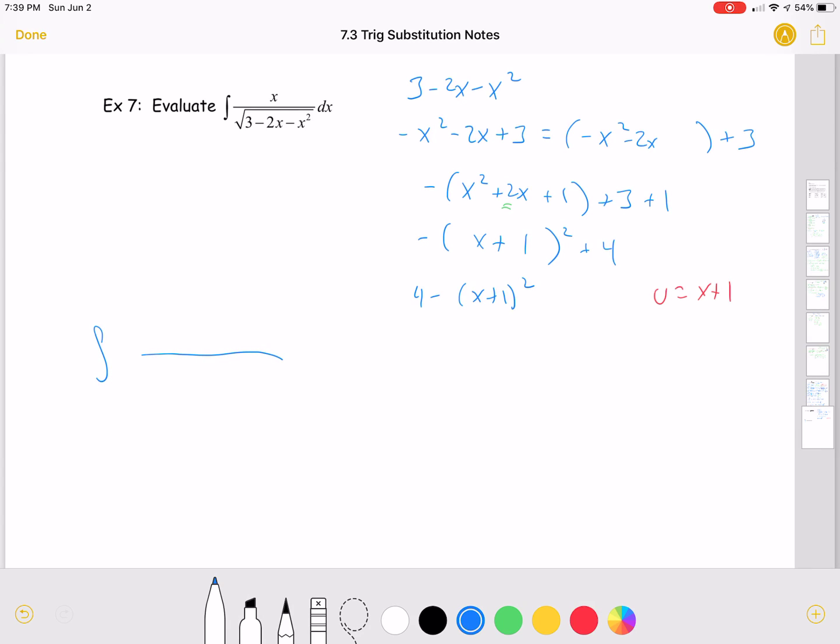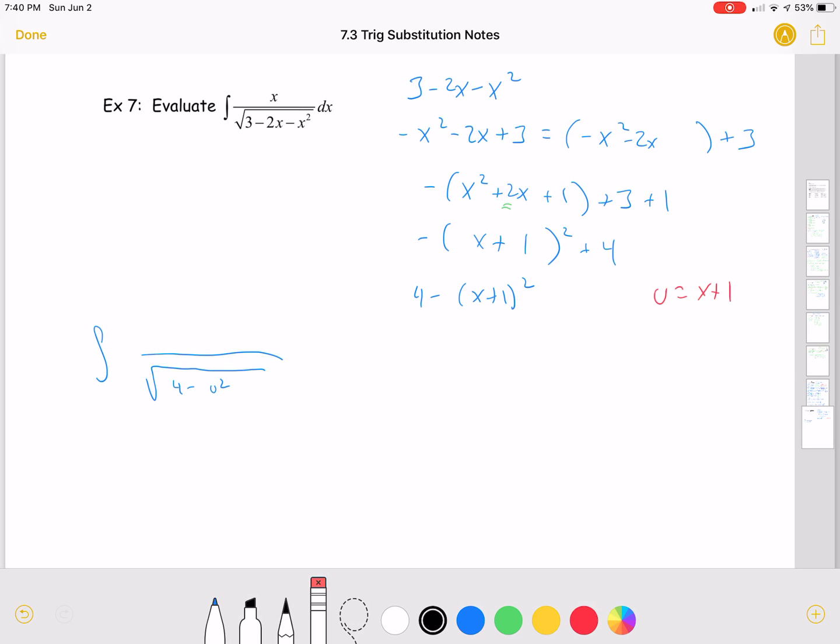I know what's under my square root is this thing right here. Okay, that's not our answer, so let's erase that part. But this is what I'm going to have underneath the integral. I am going to plug u in for x plus 1, so I have 4 minus u squared. And I've got this x on top that I still have to deal with, and I've got this dx out here that I still have to deal with. Well, we're going to change those.